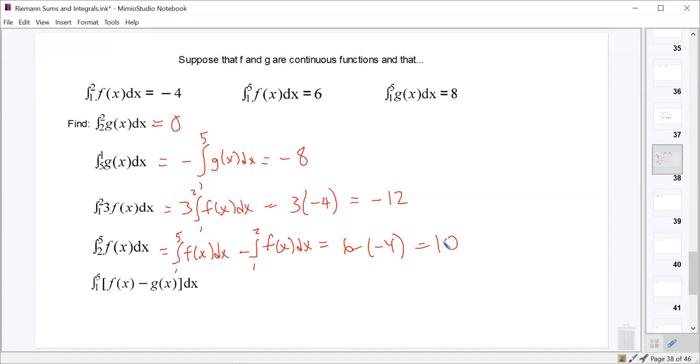And the last one, the integral from 1 to 5 of f minus g ought to just be the integral from 1 to 5 of f minus the integral from 1 to 5 of g. So 6 minus 8, or -2. Good or no?